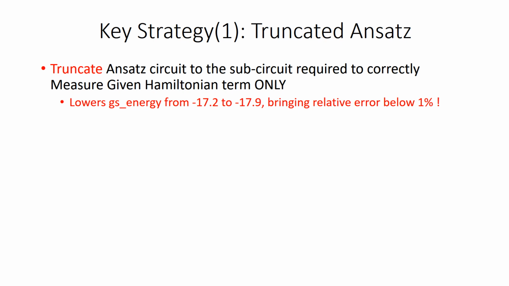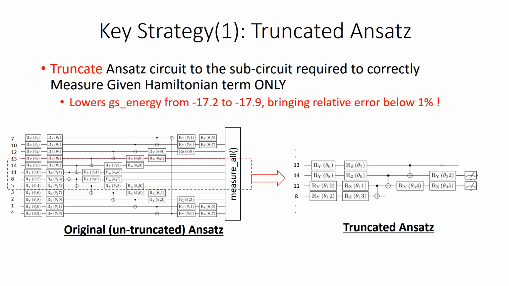The basic idea is that we can possibly truncate the ansatz circuits to a subcircuit that is used to measure a given Hamiltonian term only. Not all the qubits and gates are involved in the measurement of the given Hamiltonian term. That means we can select a portion of a circuit for our given computation and the measurement of the Hamiltonian term under consideration.